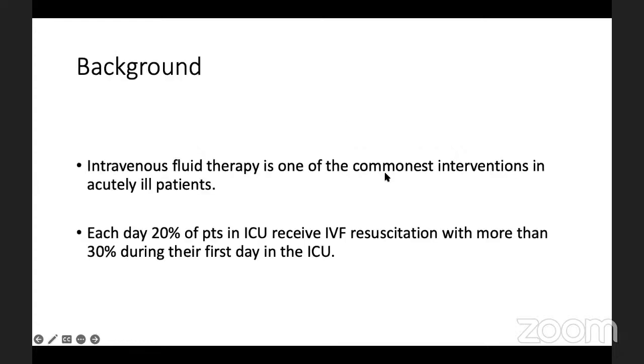So to note, IV fluid therapy is one of the commonest interventions that we do to our patients that are acutely ill. And it was found that actually 20% of patients in the ICU receive IV fluid resuscitation, and of those, 30% receive these fluids on their first day in the ICU.